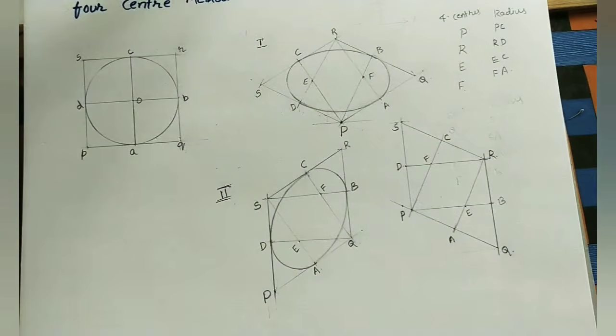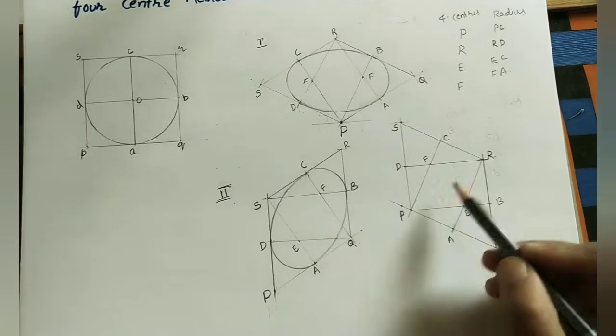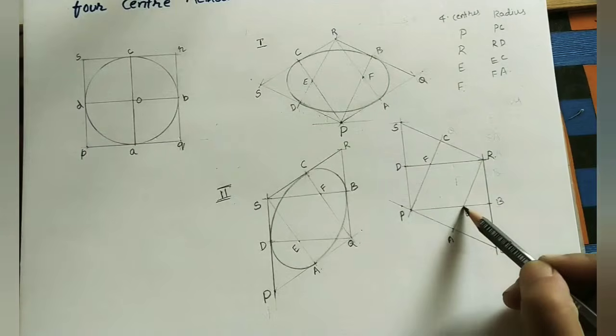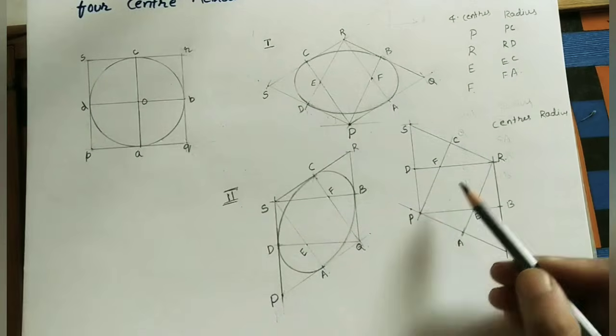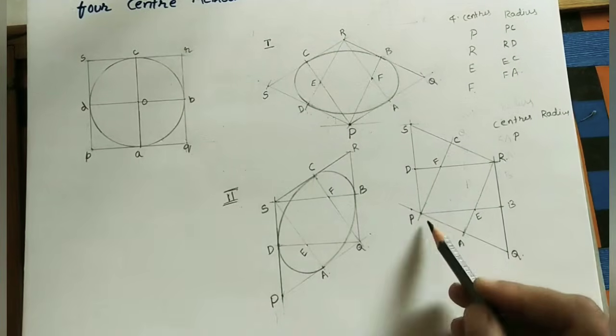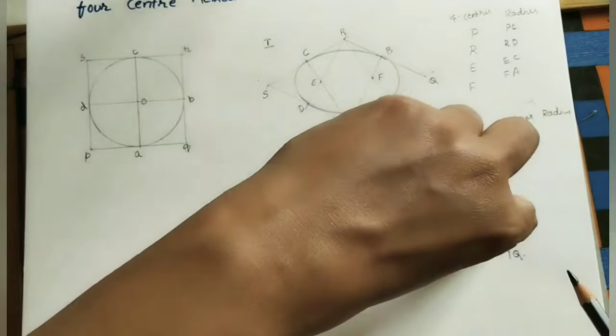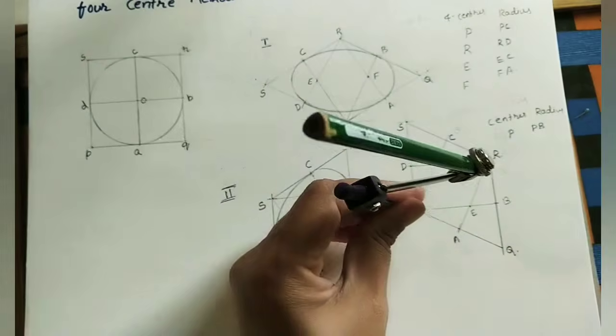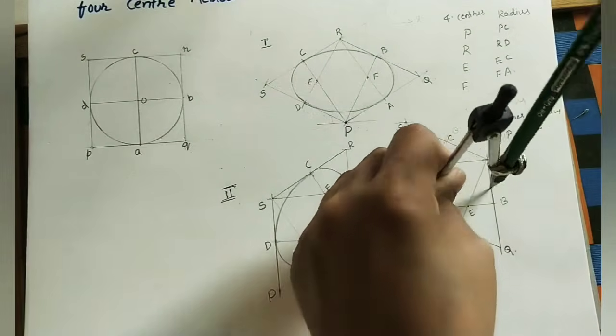Now here what are the centers? As we are taking opposite shorter ends, these 2 ends are the centers, and E and F are the centers. If you are taking P as center, what is the radius? PB or PC is the radius. We'll get one arc. So P is the center, PB is the radius. Do an arc here.